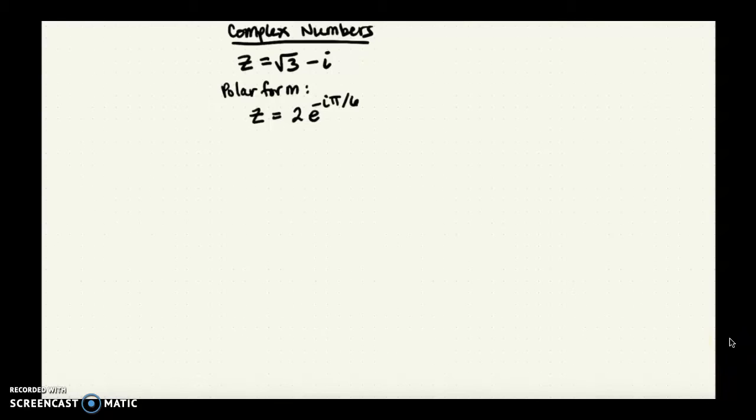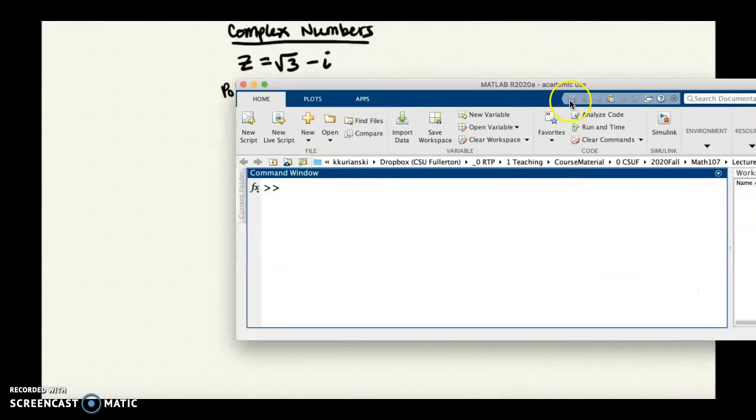Hey everyone, so we did an example today where we converted the complex number z equals square root of 3 minus i to the polar form 2 times e to the minus i pi over 6. And I wanted to just talk a little bit about how you would plot this in MATLAB.